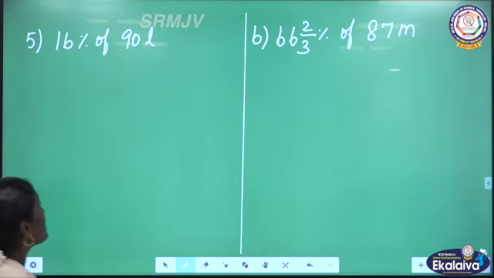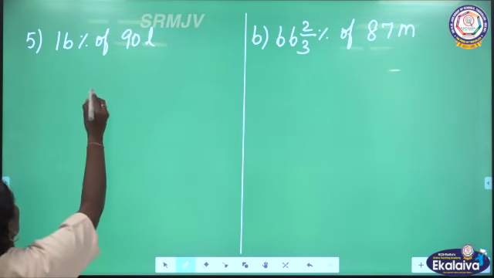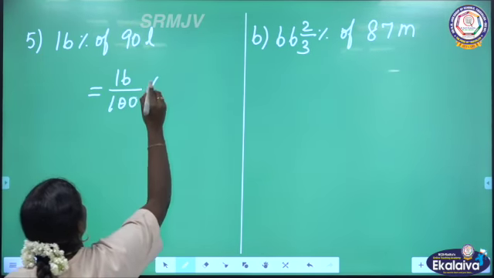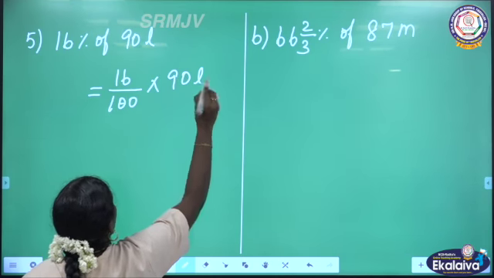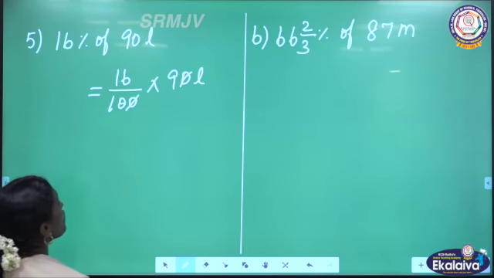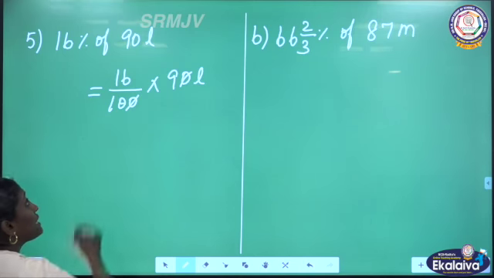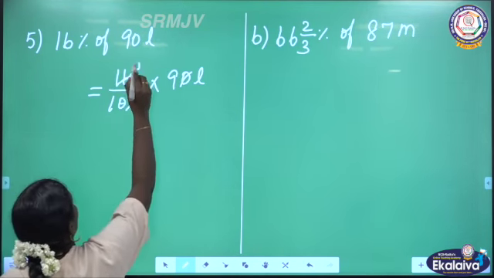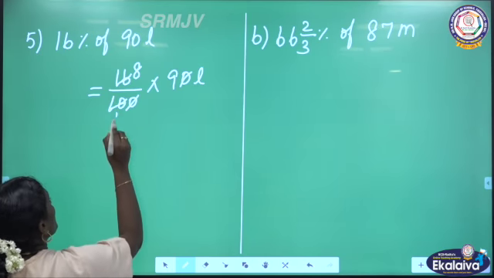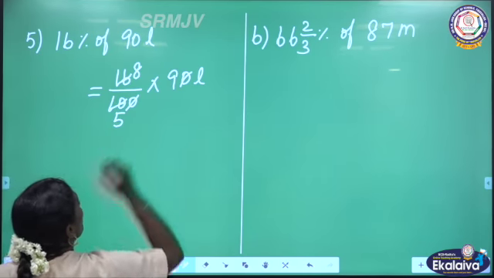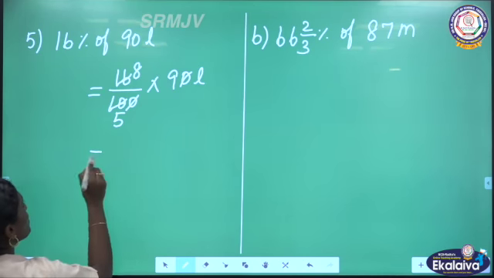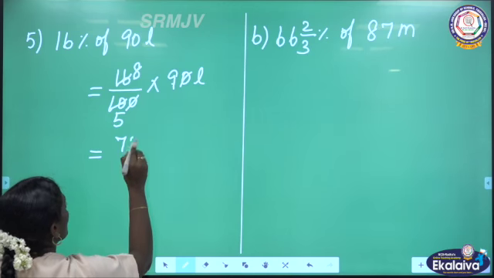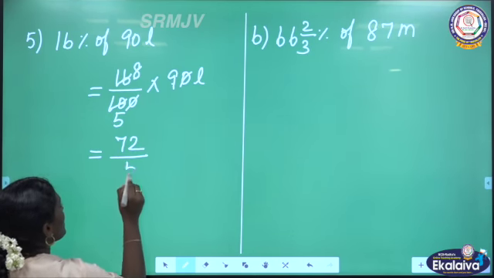The next one 16% of 90 liter. 16%, what is the fraction? 16 by 100 into 90 liter. Here we can cut 1 0 1 0. Then we can reduce 16 and 10 in 2 table. Both the numbers are even numbers. So we can reduce it in 2 table. In 2 table 8 times 16. Here in 2 table 5 times 10. Here no other possibilities to reduce the numbers. So I am going to multiply the numerator numbers. 8 into 9. 8 9s are 72 by the denominator 5.